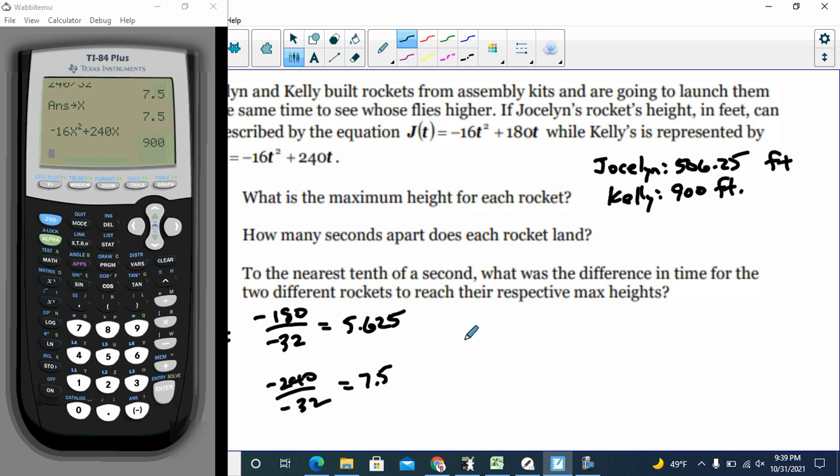Part B wants to know how many seconds apart each rocket lands. When the rocket lands, its height off the ground is 0. So we can find the time it takes Jocelyn's rocket to reach the ground by setting the height equal to 0. This is pretty clearly a calculator problem, so you can solve that by graphing. I'm going to solve it by factoring out a t.